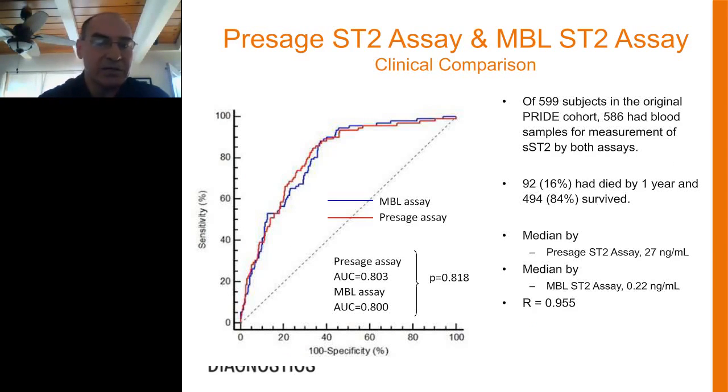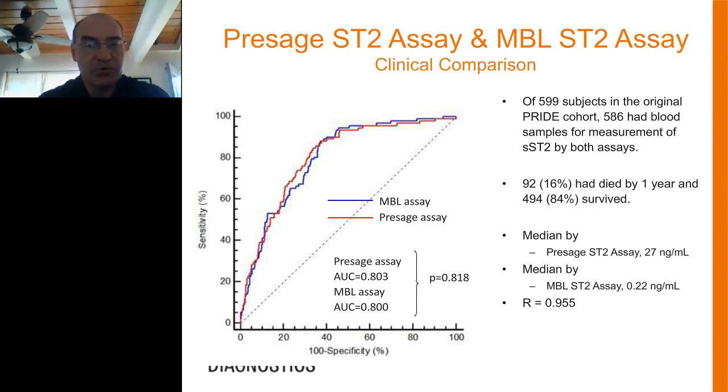Another comparison technique, and this is also very standard in diagnostic test development and use protocols, is called receiver operator curve analysis. And what we're looking at is a reflection of a test's sensitivity and specificity for a specific question. In this question, we were looking at mortality in 1 year, so whether patients survived or did not survive over 1 year.